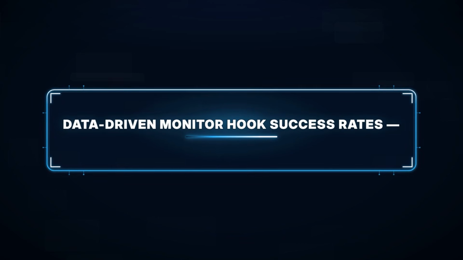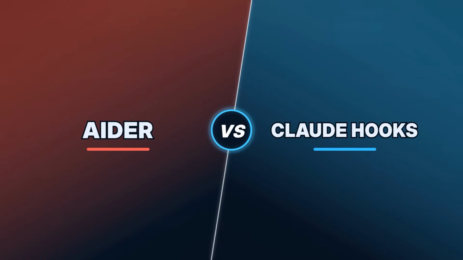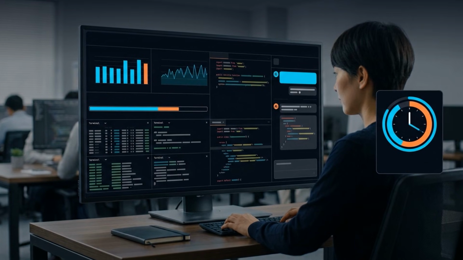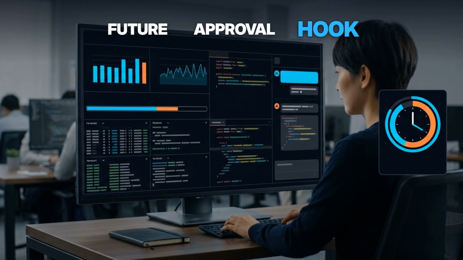Data-driven. Monitor hook success rates. A drop signals flaky tests or environment drift. Comparative. Unlike Aider's built-in linters, Claude hooks let you run any script. Speculative. In the future, a PreToolUse hook could block edits until you approve them.